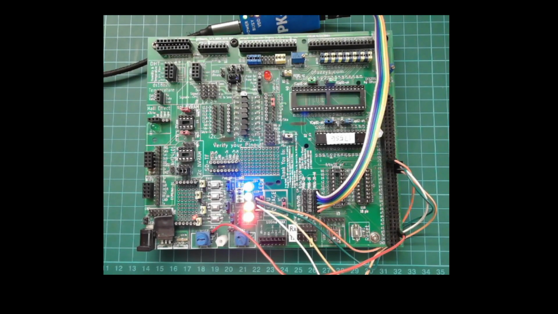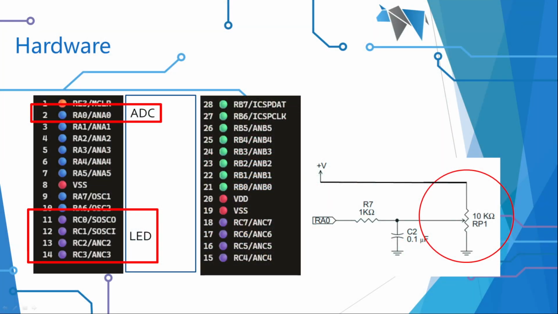So let me go back into the presentation. That's what I've got it connected to. I've got the ADC on RA0, and the LEDs are on RC0 to RC3. I've got a small circuit, which is shown here on the right hand side. RA0 is protected by a 1K resistor, with a small capacitor down to 0V, and then the variable resistor is sitting here, and that's the potentiometer.